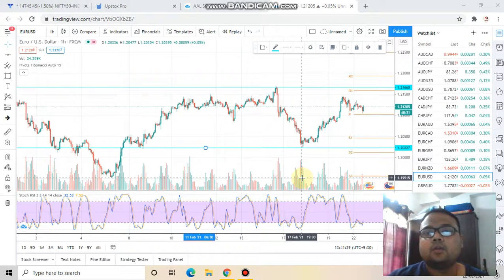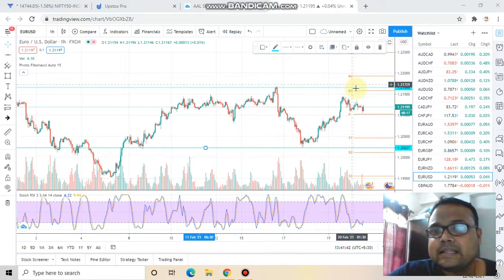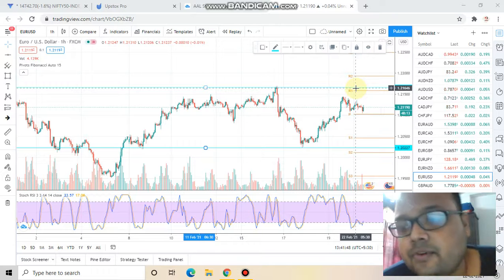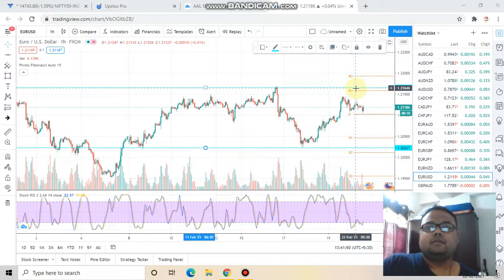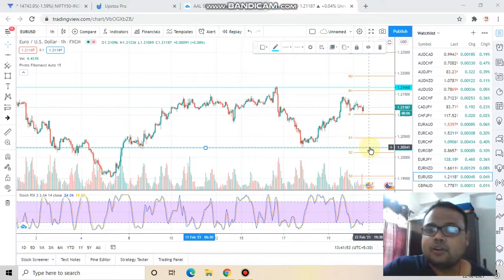You just wait and watch the market. Okay, let the market come to you. Just wait for the market to reach 1.2166 level or 1.2022 level, and if it breaks this level, then go long. If it reverses from there, go short. Similarly, if it breaks this level comfortably, you can short the market, and if it bounces from here, you can go long.